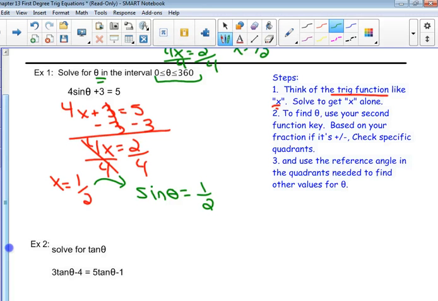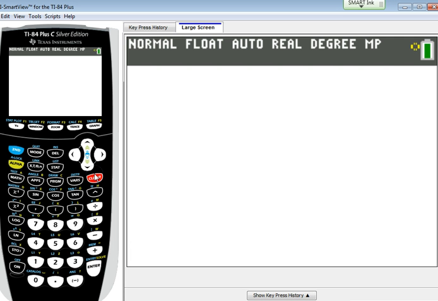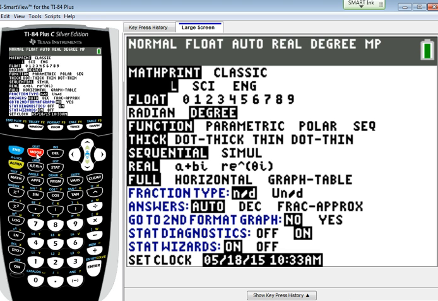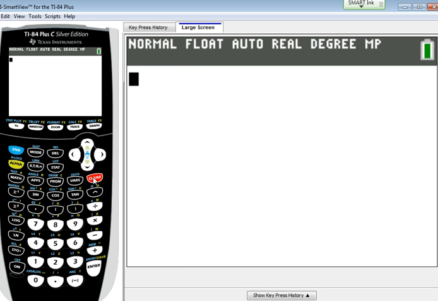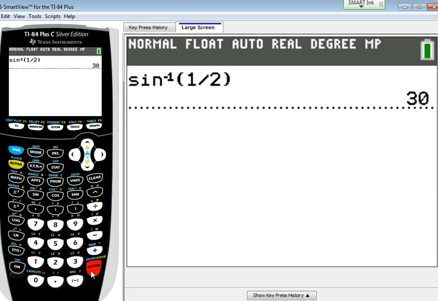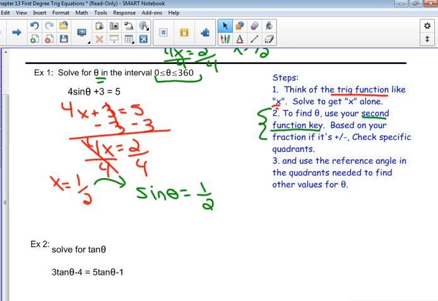Okay. All right. So when you guys are missing your degree, here's your next step. What key do you have to hit? Second function key. Good job. So make sure that you are in the correct mode. We need to be in degree mode, so watch out, degrees highlighted. So we're going to do second sine and put in your 1/2. So you get 30. Great. Well, the sine of 30 is 1/2. Right. So we have theta equals 30.